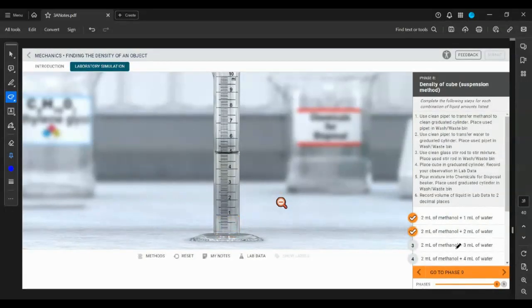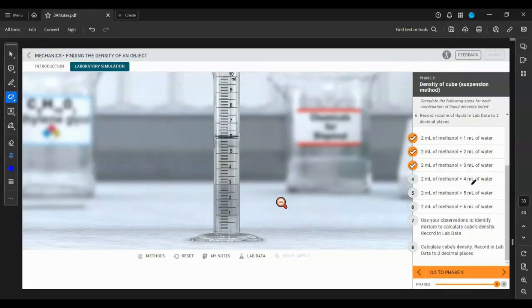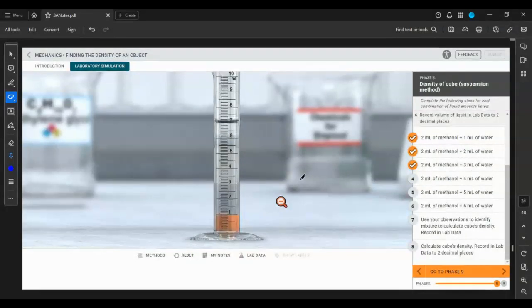We keep going. Now it tells us 2 milliliters of methanol, 3 milliliters of water. 2 plus 3 is 5, so we're here. We put the block in there, sinks. So yeah, not going too great so far. And you can see we've got a few more of these to try. Next one, 2 milliliters of methanol, 4 milliliters of water. So 2 plus 4 is 6. Makes sense with what we're seeing.